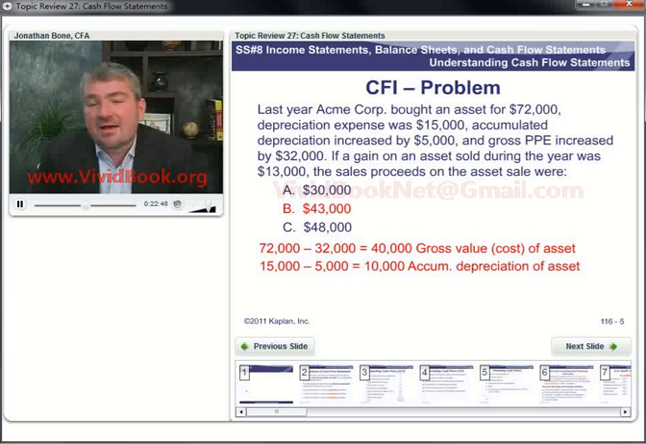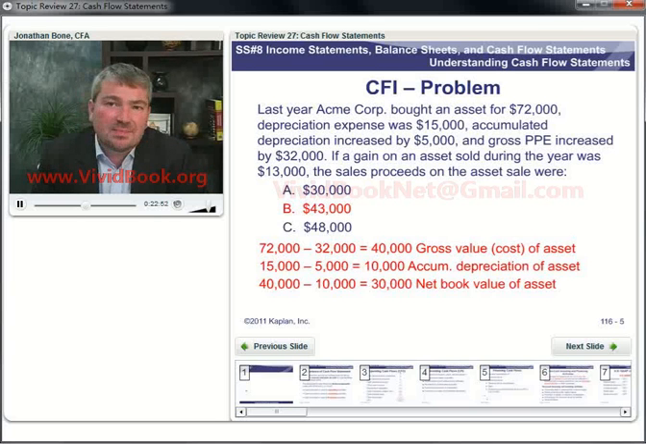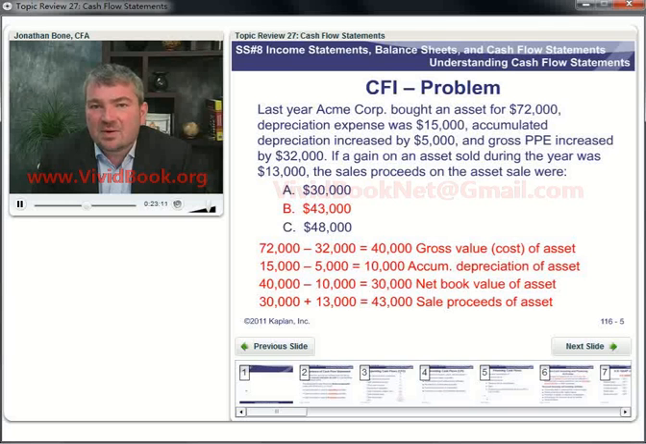So, therefore, the asset's net book value, cost minus accumulated depreciation, must have been 30,000. Now that we know that, we can work backwards from the gain or loss in the income statement to work out the proceeds. So if the gain was 13,000 and the net book value was 30,000, then of course the sale proceeds must have been 43,000. Remember, 43,000 proceeds minus net book value gives you the gain or loss.